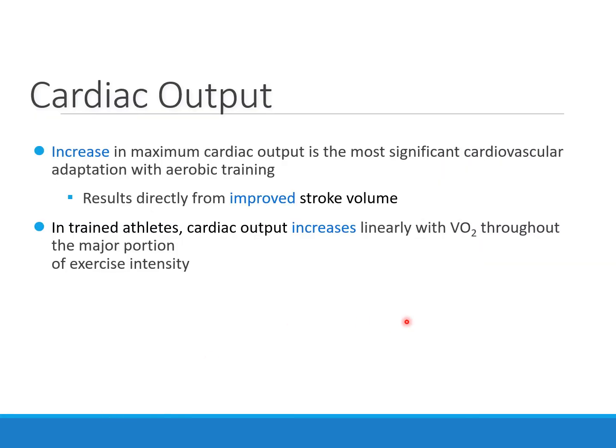Cardiac output. So we've talked about this already, right? The biggest change in cardiac output is going to change because of the improved stroke volume. And in trained athletes, the cardiac output increases linearly with VO2 throughout the major portion of exercise intensity. So as your VO2 is increasing, your cardiac output is following that same trend.